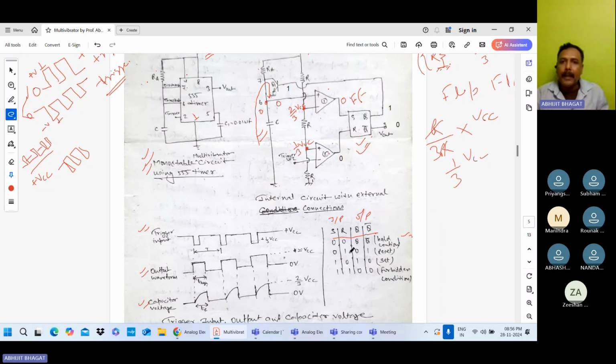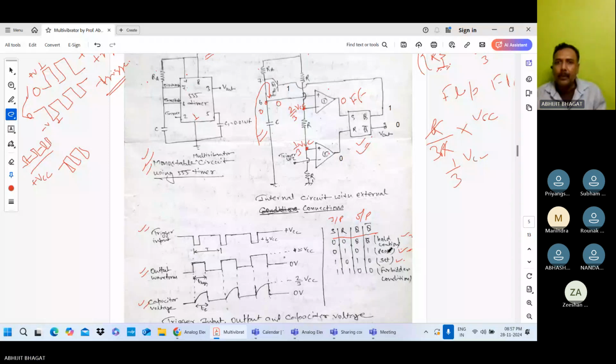When S is 0, R is 1, your Q will be 0 and Q bar will be 1. It is called the reset condition. Your Q is becoming 0, so it is reset, meaning 0. When S is 1, R is 0, here Q is 1 and Q bar is 0. Q is becoming 1, so it is called the set condition. Set means 1, reset means 0. So the condition is named after the status of Q. For S0 R1 your Q is reset and for S1 R0 your Q is set.